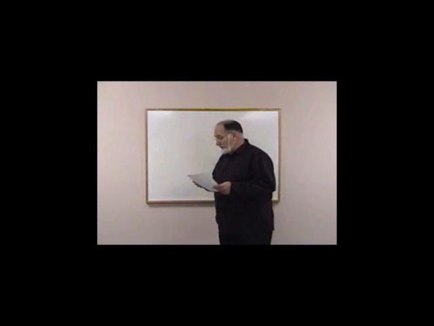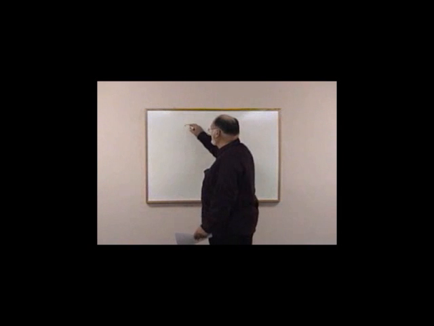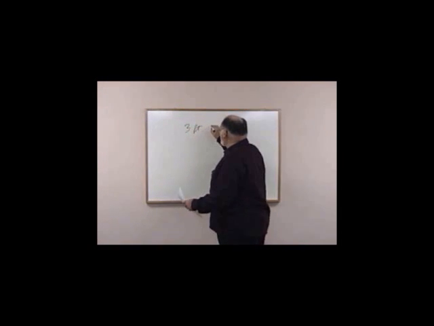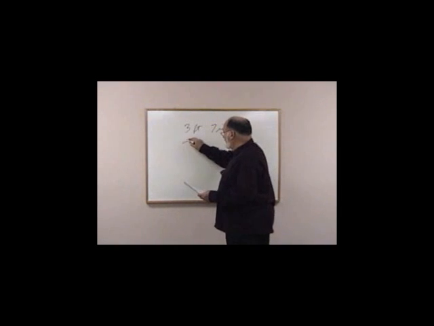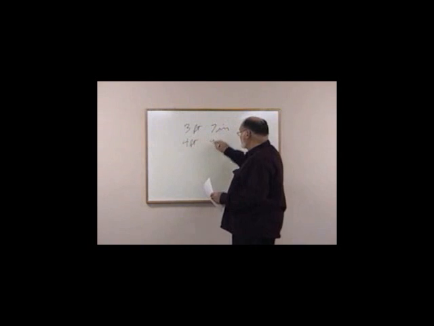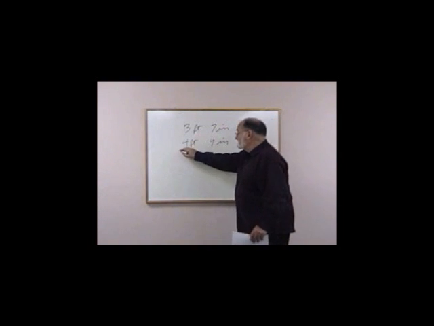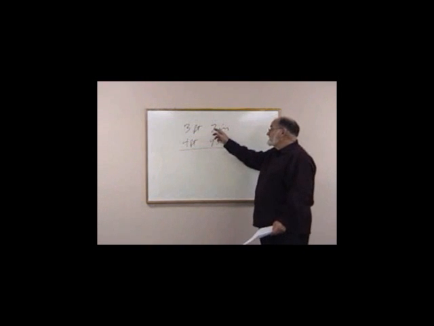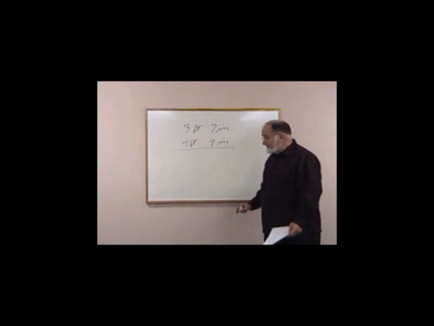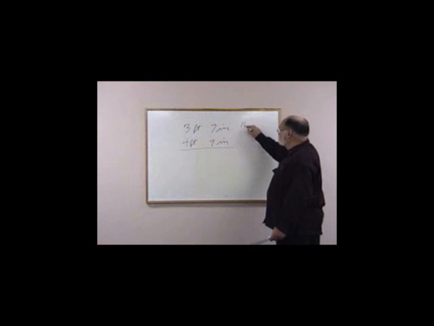Let's take the next one. Number 2. 3 feet 7 inches and 4 feet 9 inches. Seven plus 9 is 16 inches. I'm going to write it over here.